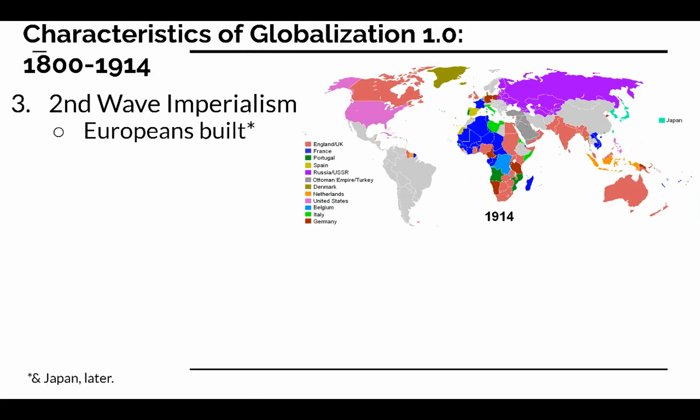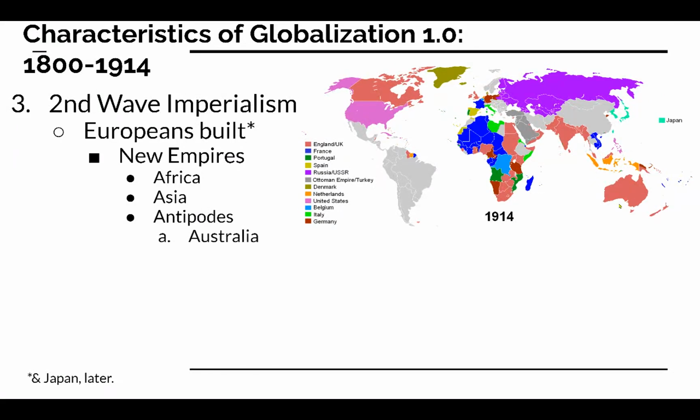But as we said, when we looked at the end of first wave imperialism, we're going to have new empires. And they're going to be focused on Africa. That will be a lot of what gets carved up by the European powers, also in Asia. And the Netherlands will still be here. The British will be very much controlling in South Asia, from what's Pakistan on over to what is now Burma or Myanmar. And also what are known as the Antipodes, which are Australia and New Zealand. And Antipodes means kind of at the other end of the earth.